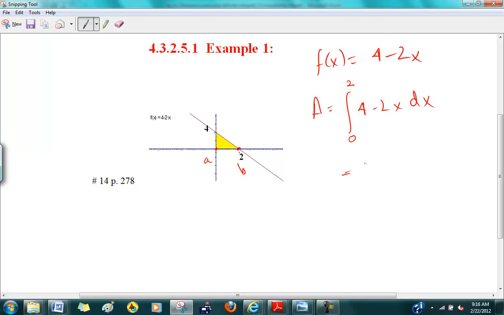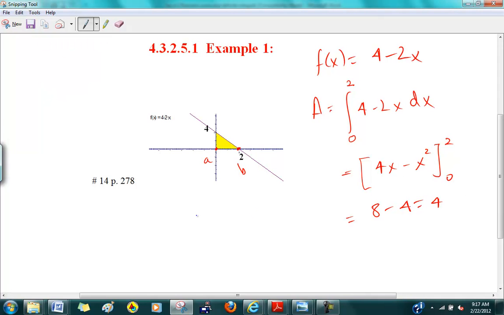And just do this. Integral of 4. Nice. Integral of minus 2x, just x squared. And then you plug in 2, you get 8 minus 4, which is equal to 4. All right?